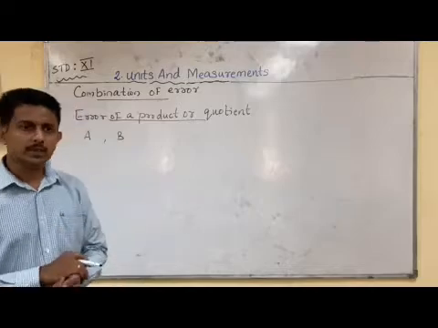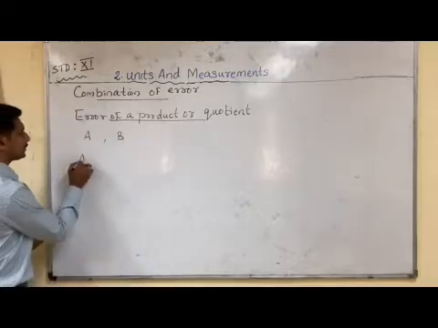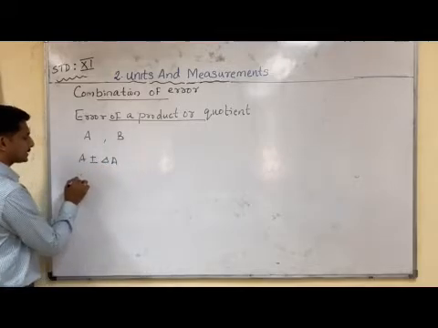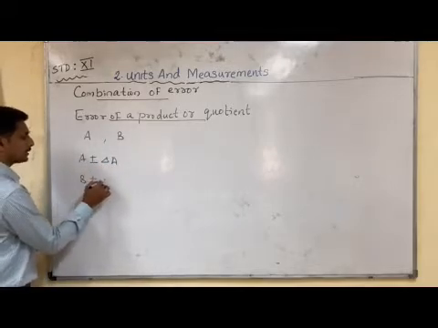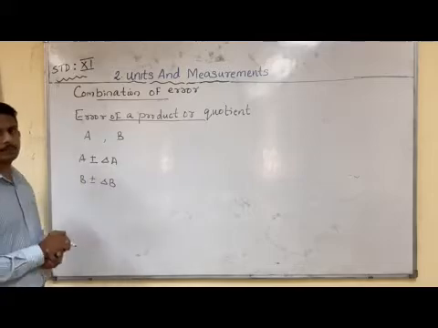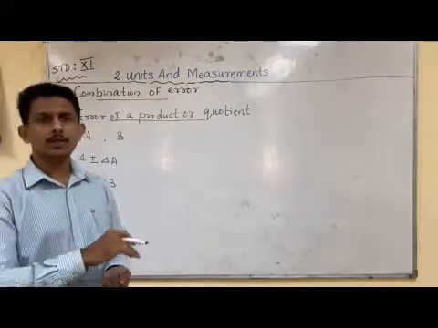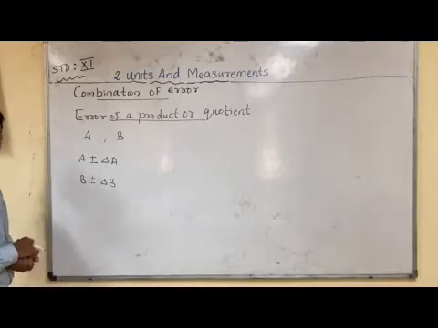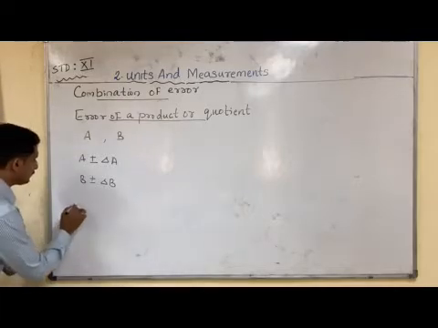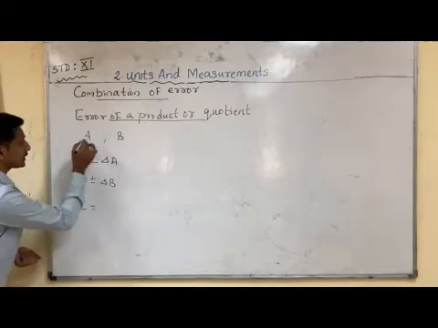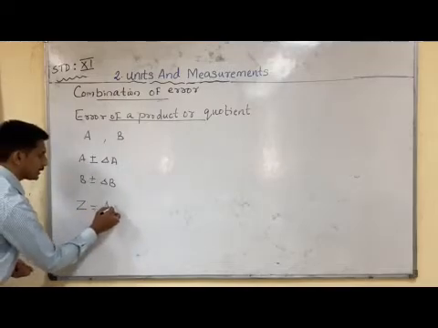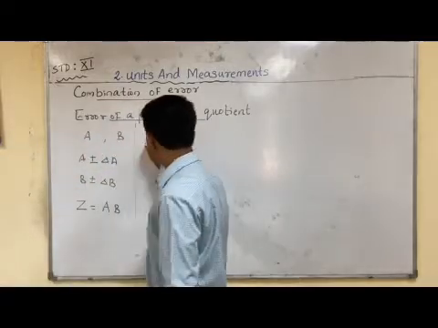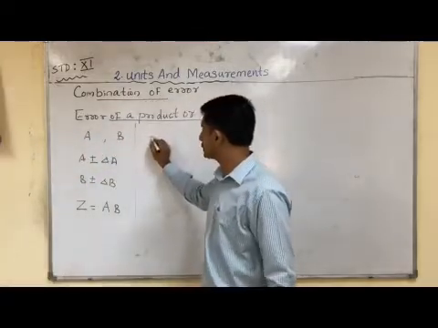Their measured values are: the measured quantity of A is considered as A plus or minus delta A, and similarly for B, it is B plus or minus delta B. And now we are doing the process of multiplication. How does the error come in the case of multiplication or division? If you are doing multiplication, Z is equal to A into B. So we can mention this situation as we are considering the case of error also.